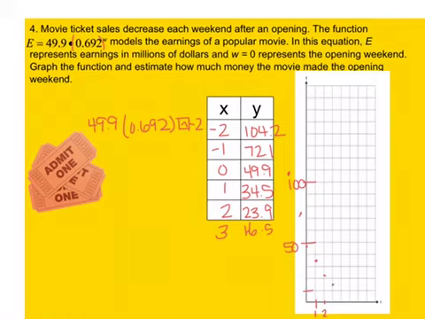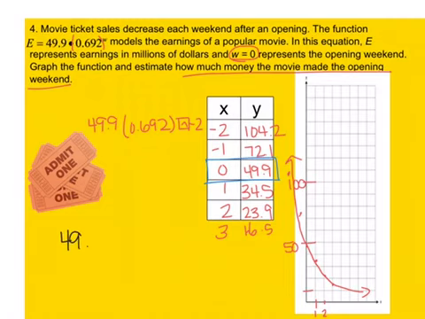So my graph would end up looking something like this. Hopefully yours is a little nicer and goes through the points a little better than mine. But we can use this and we can look at how much money we made the opening weekend. Well, W is 0, represents our opening weekend. So we're looking at that 0 number again. So in my opening weekend, I made $49.9 million.